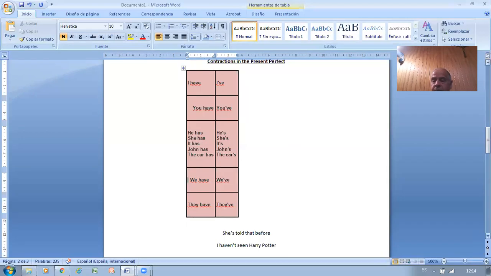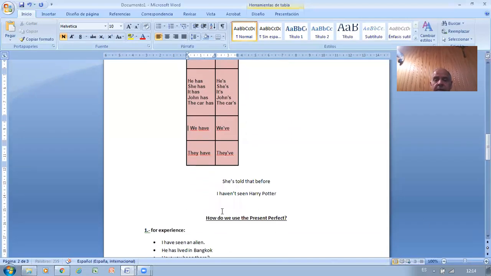So in here I wrote some examples. For example, she's told that before. Sorry, meaning she has. She has told that before. I haven't seen Harry Potter. So that's the way you use the present perfect.